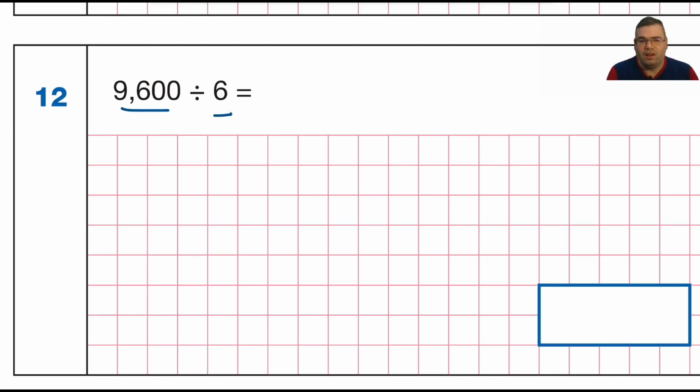So it's a division based question. 9600 divided by 6. So just take 96, right? So 96 divided by 6, right? So let's just do that. So 6 times 1 is 6, 6 times 6 is 36. So that is 16. So that is equal to 16.